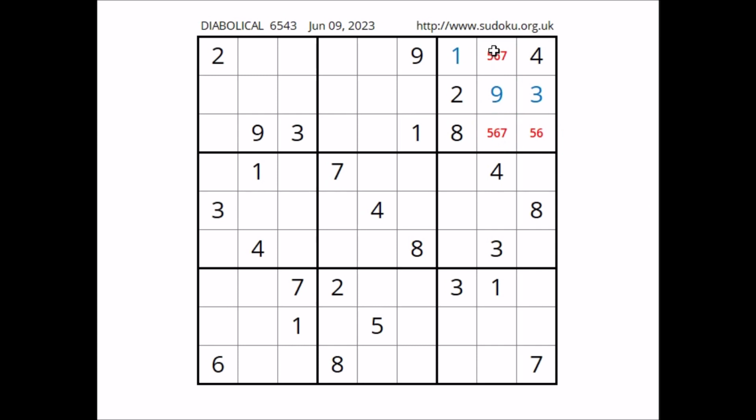What else? Take a look. In this sector 7, in one of these two places, and these two places belong to this column, okay? In this column number 7, in this place, or in this place.